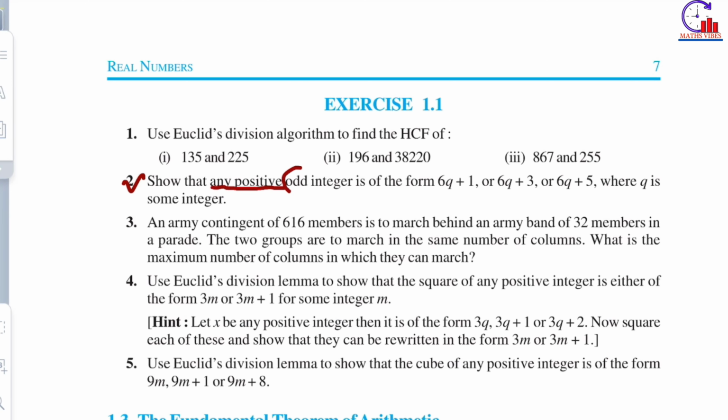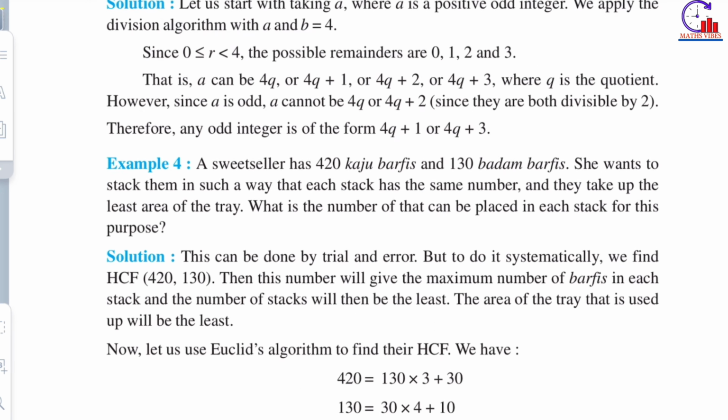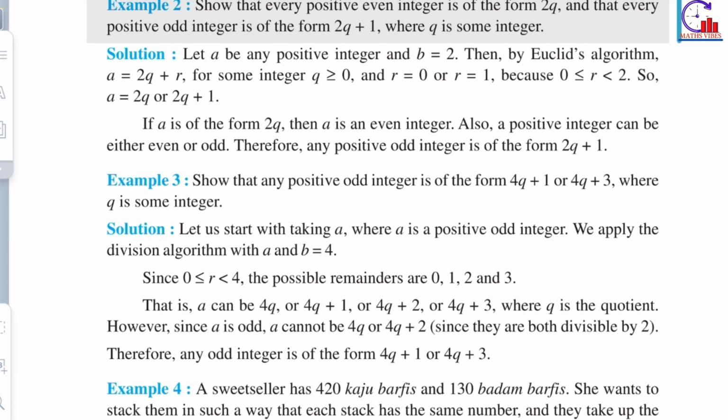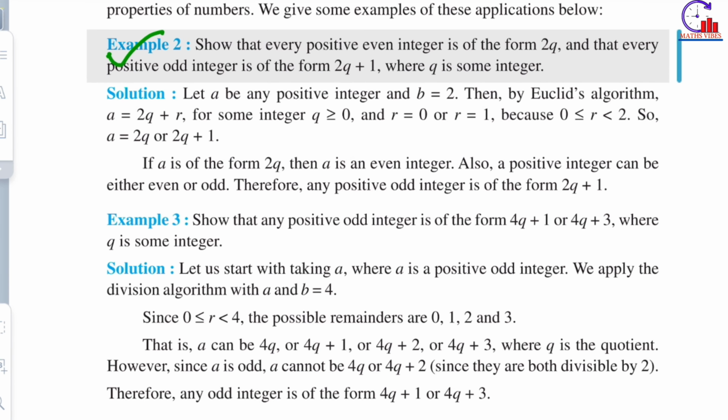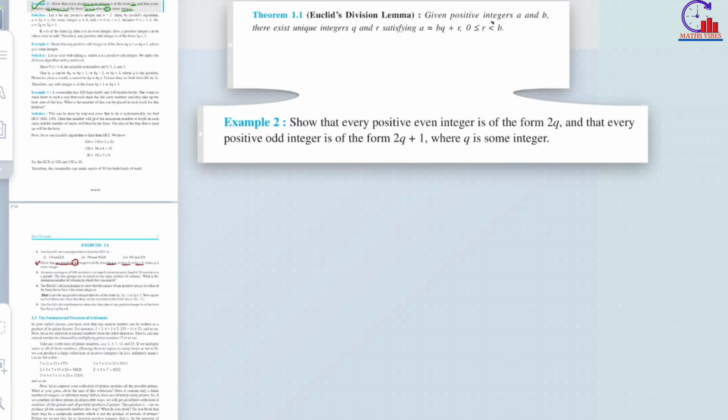Here we can write any positive odd integer of the form 6q plus 1 or 6q plus 3 or 6q plus 5. So before that let us do example number 2. Here we can write any positive even integer of the form 2q and any positive odd integer of the form 2q plus 1, where q is some integer. So here is the question.